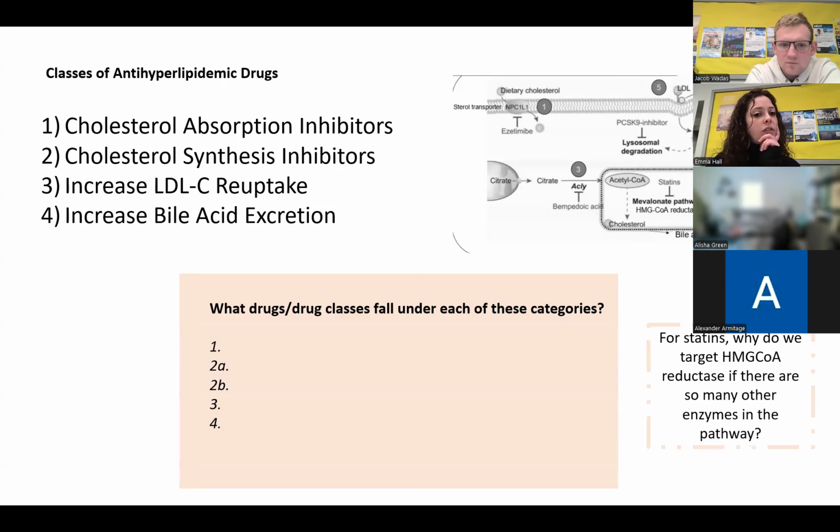Then we move on to our cholesterol synthesis inhibitors. This is going to include things like statins, which I have on the slide so you can see, but does anyone have an idea of what enzyme that's targeting, like what the class is for our statins?